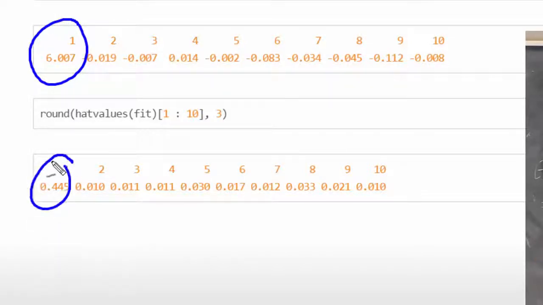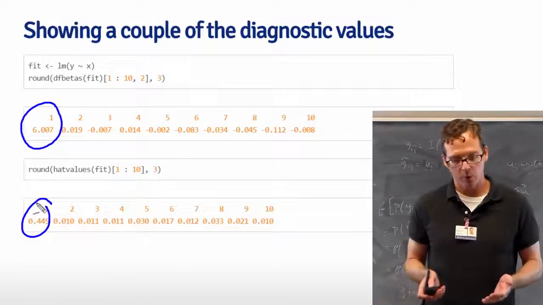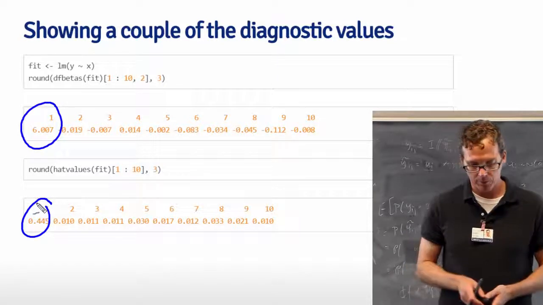The hat value for this point is much larger than the hat values for the remaining points. The hat values have to be between 0 and 1. And it's of course much larger than the other points. So if we were looking at these, we would obviously single this point out.